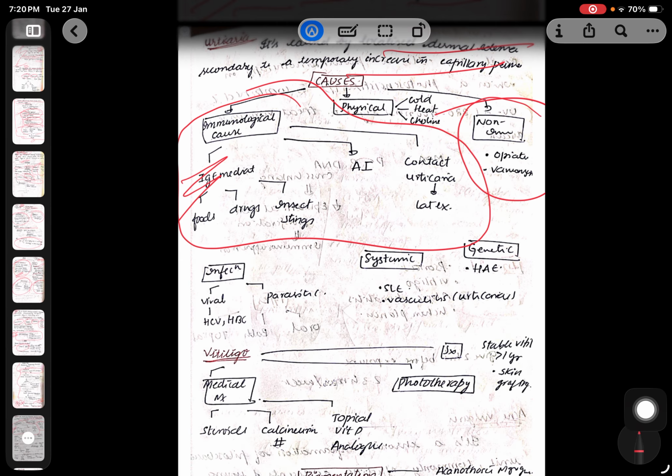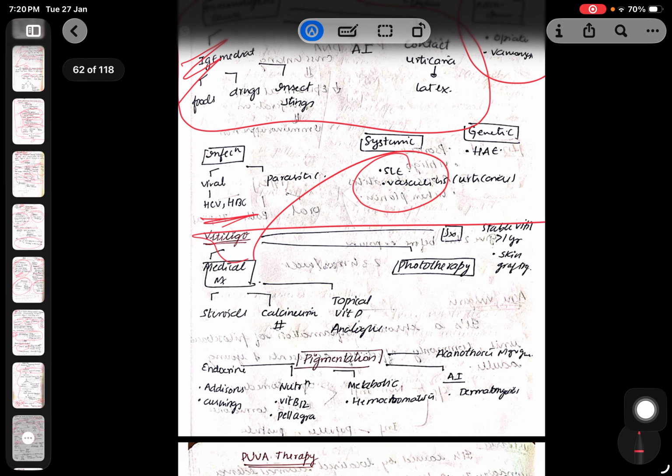Here, majorly, since it's an immunological cause, the classification is based on immunological and non-immunological. Under infection you have viral causes, and SLE and vasculitis are also there. Then vitiligo, which obviously has to do with pigmentation. So they might ask you about the pigmentation diseases. Make sure you study this table as well.